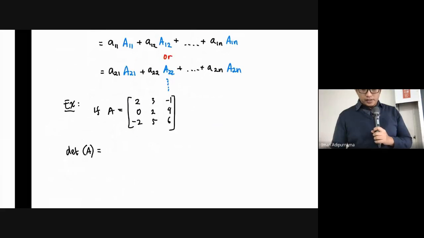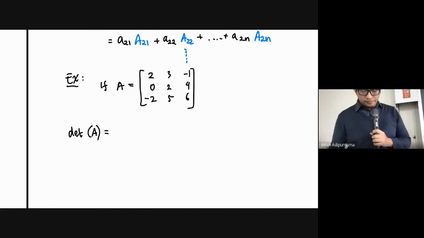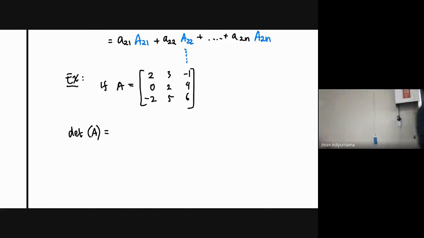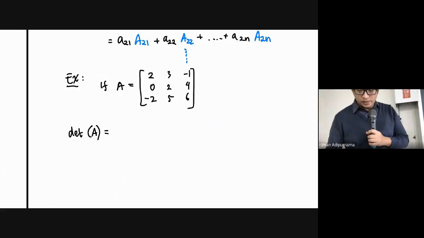Okay. Let's see this example first. This is the matrix A. Let's try just the first row. Okay. Just the first row.